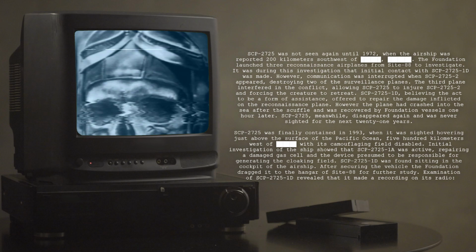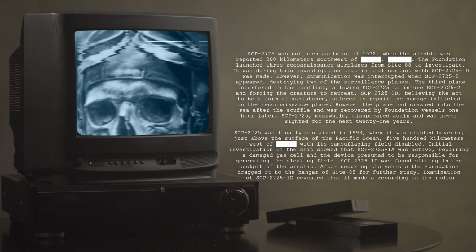The Foundation launched 3 reconnaissance airplanes from Site 88 to investigate. It was during this investigation that initial contact with 1D was made. However, communication was interrupted when -2 appeared, destroying two of the surveillance planes. The third plane interfered in the conflict, allowing SCP-2725 to injure -2 and forcing the creature to retreat.